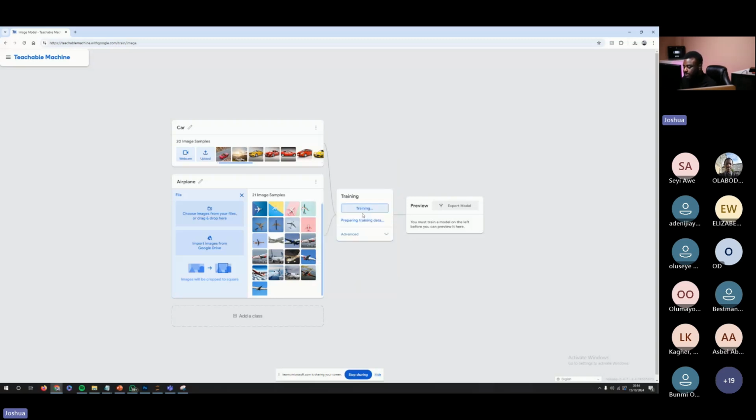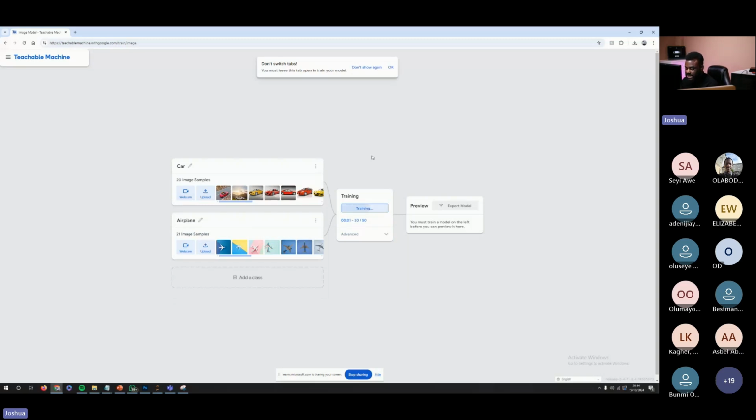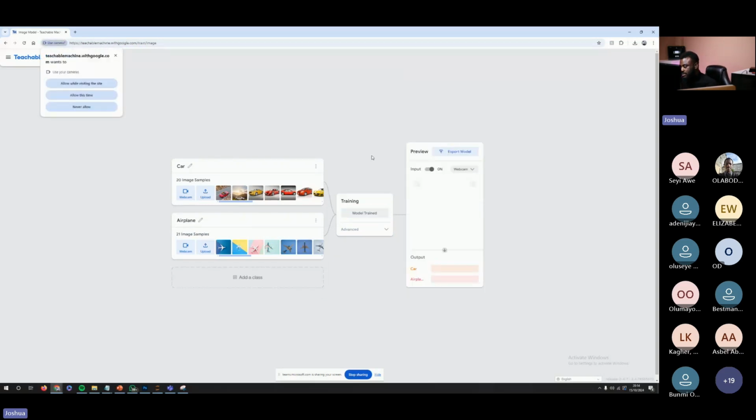So we'll train our model. We'll give it a second. It shouldn't take long, maybe just about 30 seconds or so. But just in case, I have one pre-trained. Okay, I think that's it already done. Model trained. Perfect. So now we have our model trained. It should be able to identify what a car is and what an airplane is.